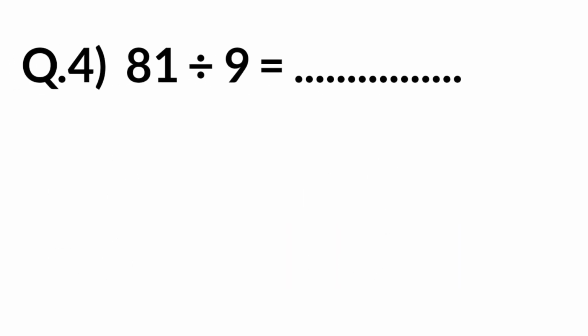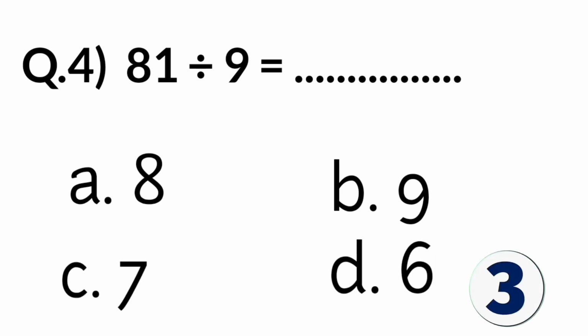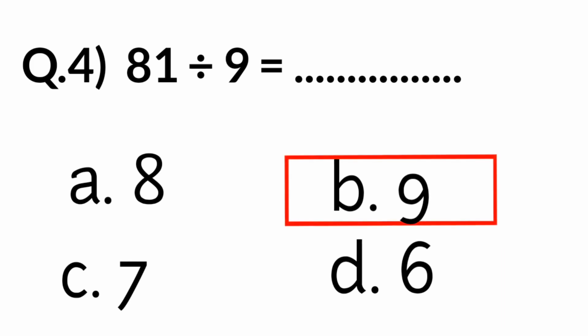Question number 4. 81 divided by 9 is equal to option A 8, option B 9, option C is 7 and option D is 6. Correct answer is option B 9.